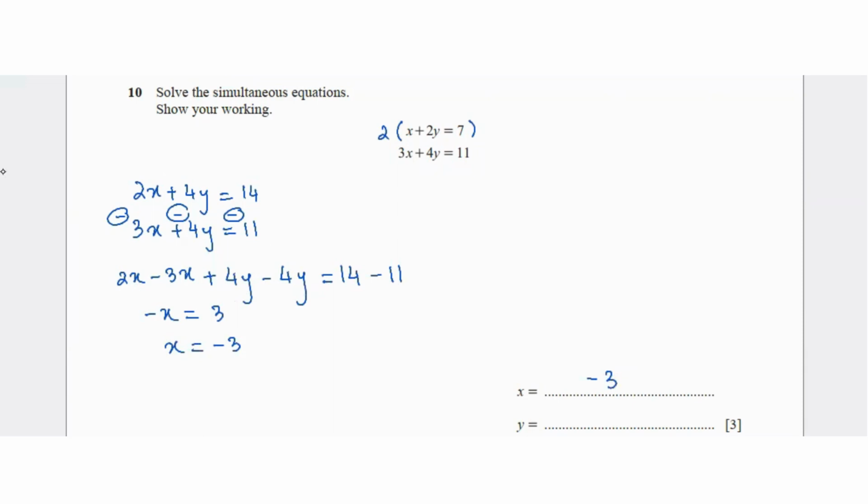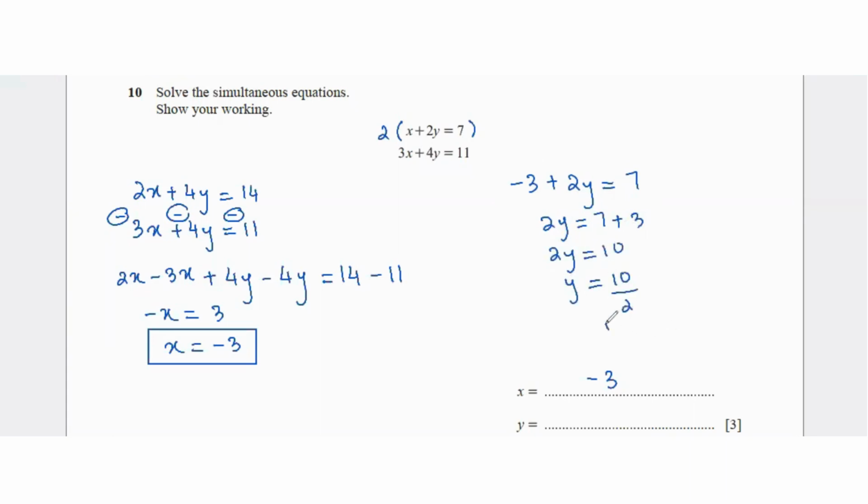And for the y value, I'm going to substitute this into either of the equations. I'm once again going to choose equation 1 because it's simpler to solve. Always go for the equation that's simpler to solve. Don't go for the complicated one and waste time. So negative 3 plus 2y equals 7. 2y equals 7 plus 3, which is 10. And y equals 10 divided by 2, which equals 5. So y is 5 and x is negative 3.